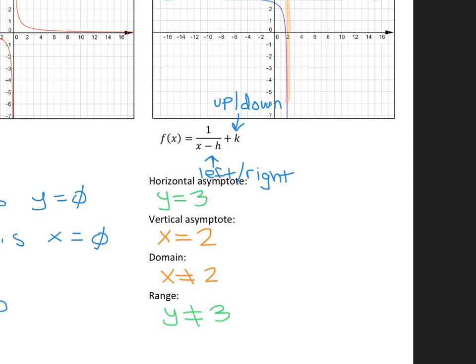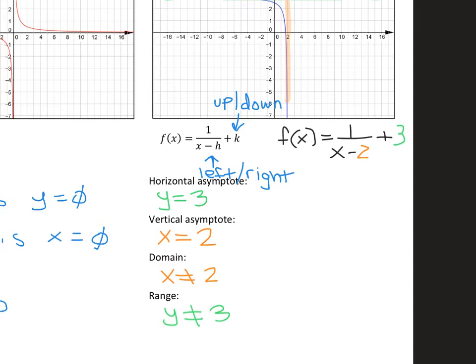So in our particular example here, we've shifted up 3 units and we have shifted to the right 2. So I'm just going to put some placeholders here and fill in my numbers. So I went to the right 2 units. That means I am going to subtract 2 from my input variable. And we shifted up 3 units. That means I'm going to add 3 units directly to my output.